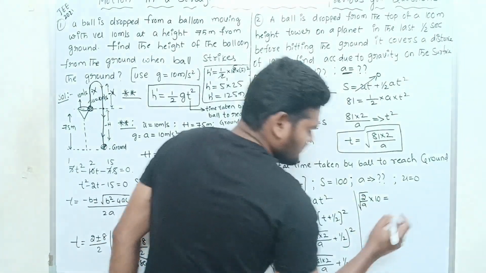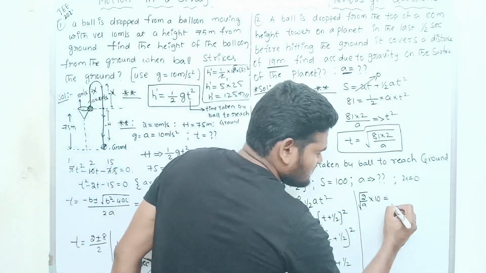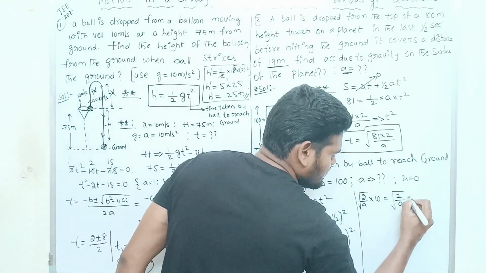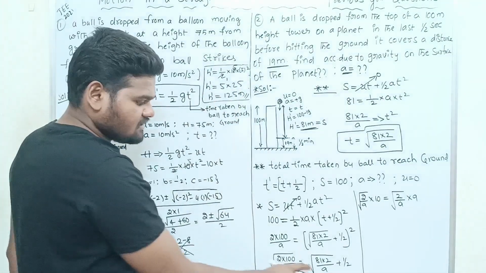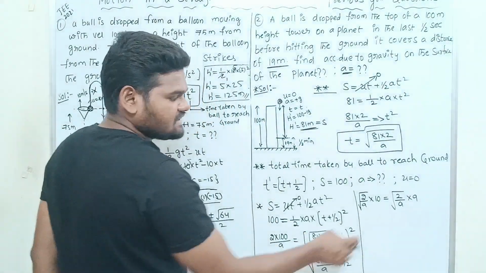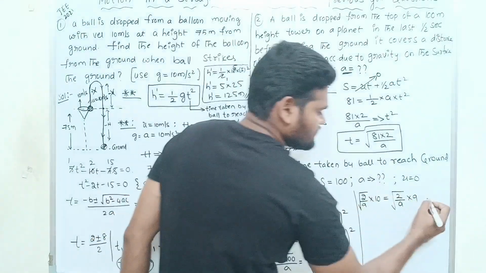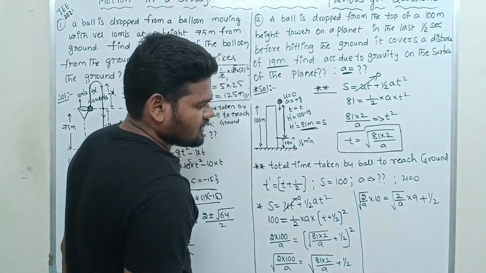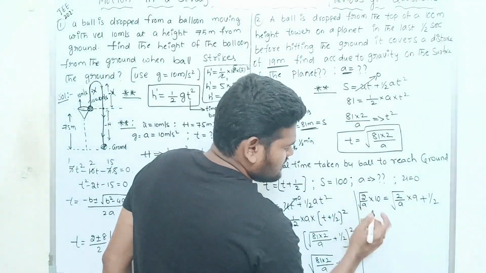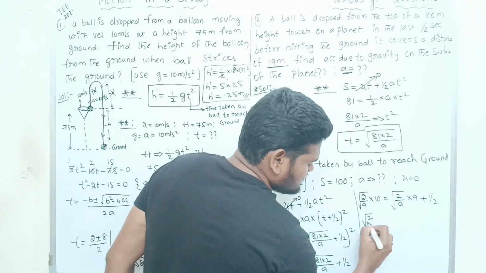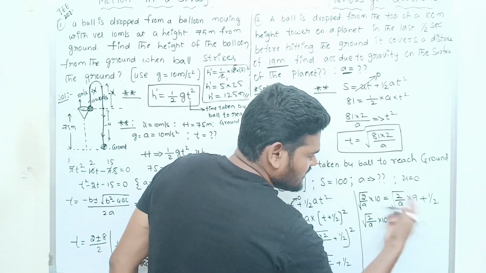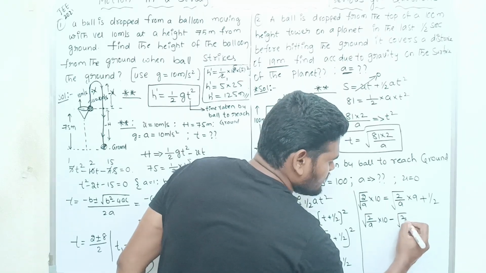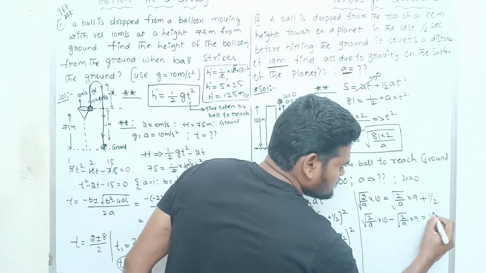This is equal to, and again I'm just writing this equation as under root 2 by a into 9. Have a look here, 81 is there. The square root and square cancel out and 9 remains, because 81 is nothing but 9 squared. Plus 1 by 2. So I'm writing this as 10 root 2 by a. If 9 root 2 by a comes to this side, it becomes 1 by 2.